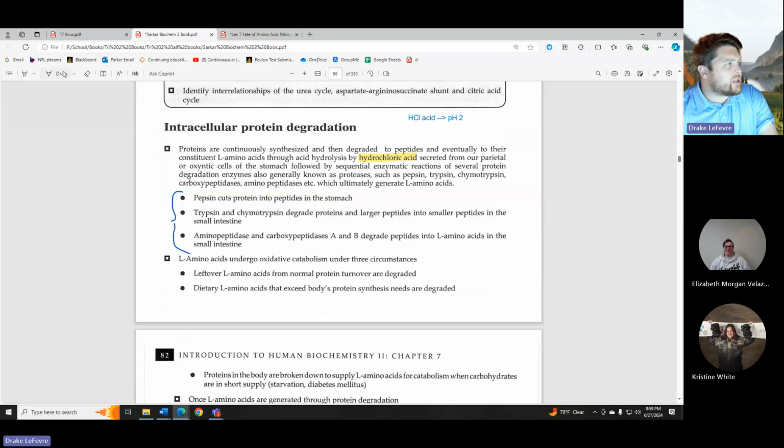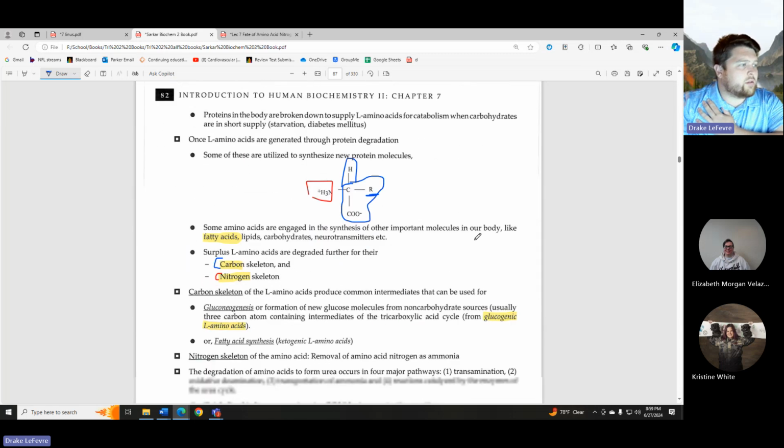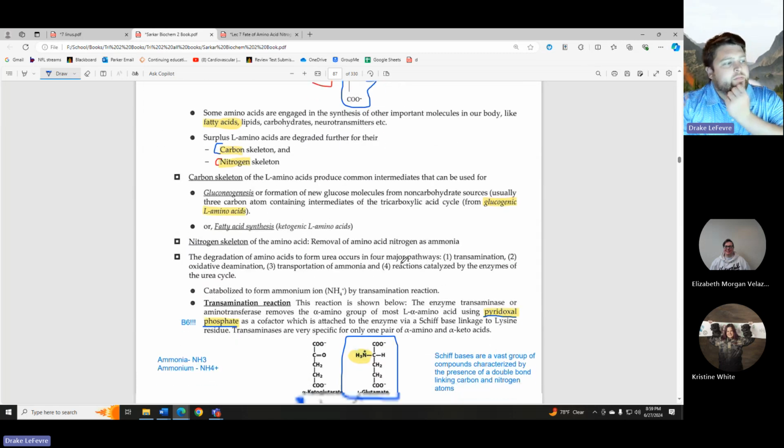He might throw a question in about pepsin, trypsin, these guys. It's just like, hey, what does this do, or where is it located? Like pepsin is in the stomach and it's used to break down the protein peptides, and all these other ones are going to be in the small intestine, do the same thing. They break down the proteins.